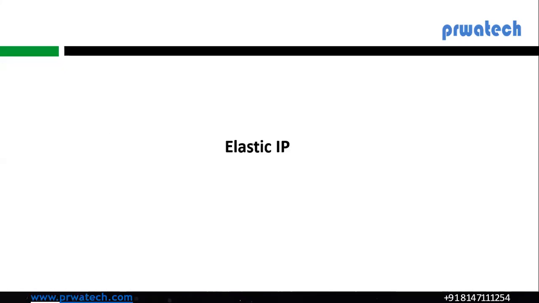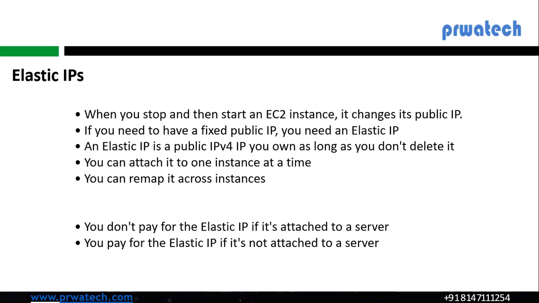And next we will see Elastic IP. What does Elastic IP mean? First, we will see these points. When you stop and then restart any of your instances, the public IP for each instance keeps on changing whenever you start your EC2 instance.